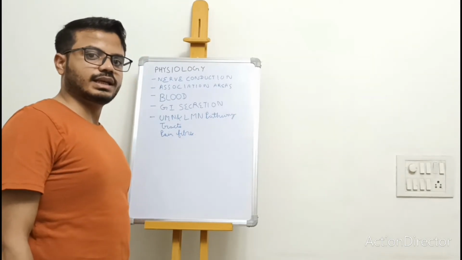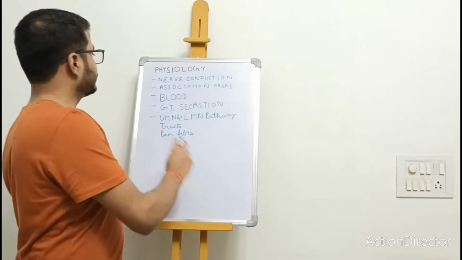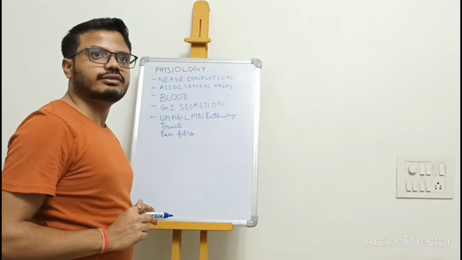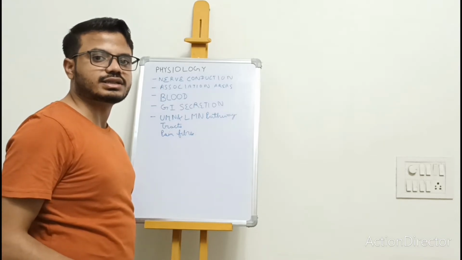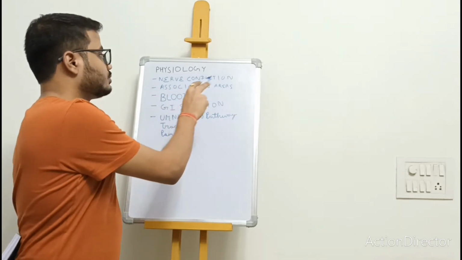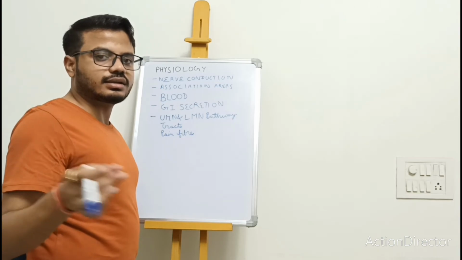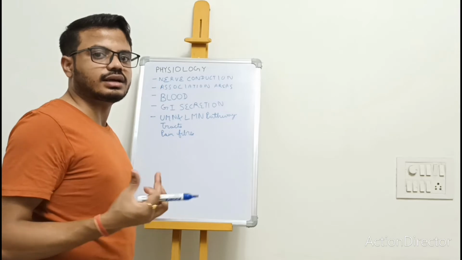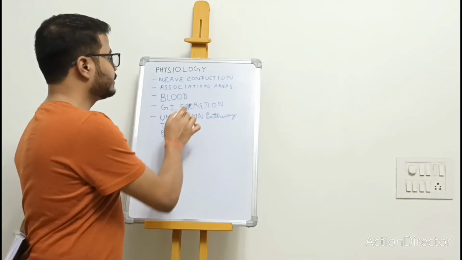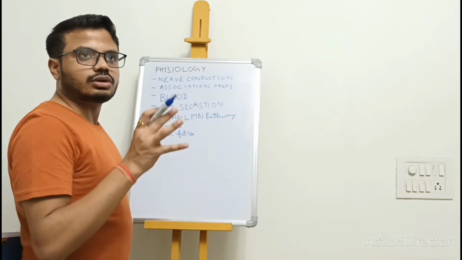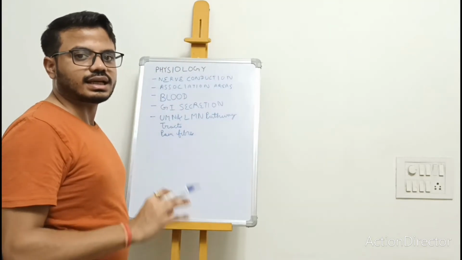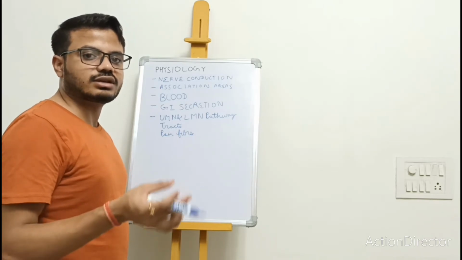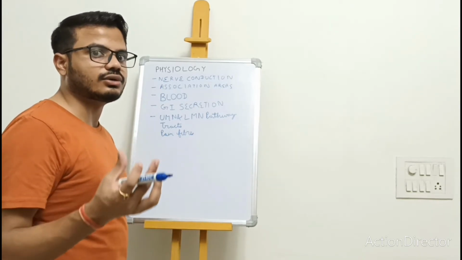So beginning with physiology, the important topics: you have to be thorough with nerve conduction and how impulses are transmitted. Then association areas in the brain, the primary association areas, what is the Brodmann area number, everything you have to know about it. Then blood, you have to be thorough with the coagulation cascade, everything, disorders, right? Which factor deficiency leads to what and how.